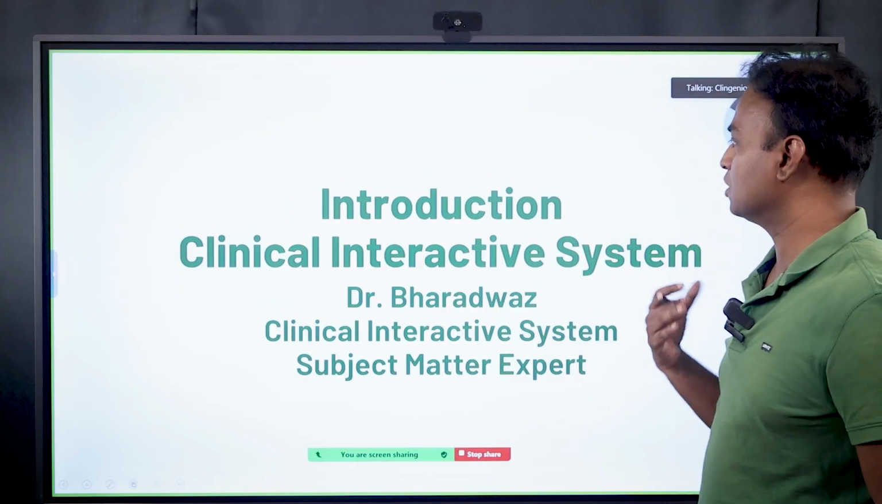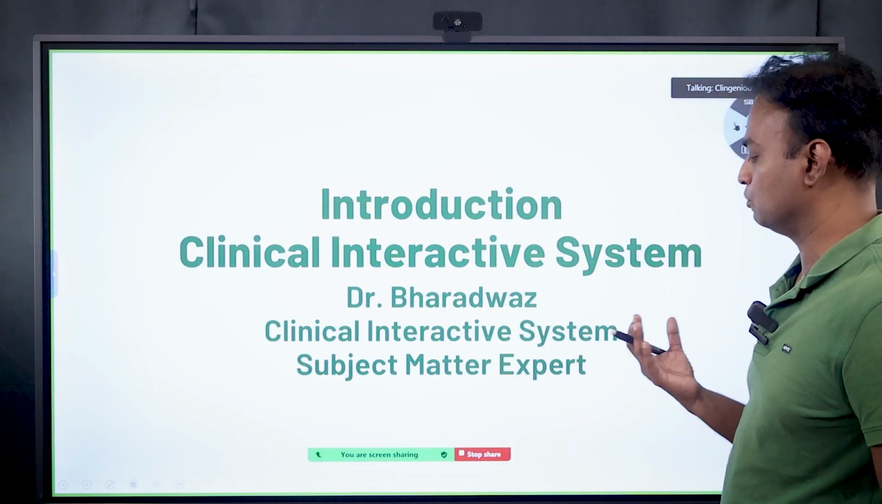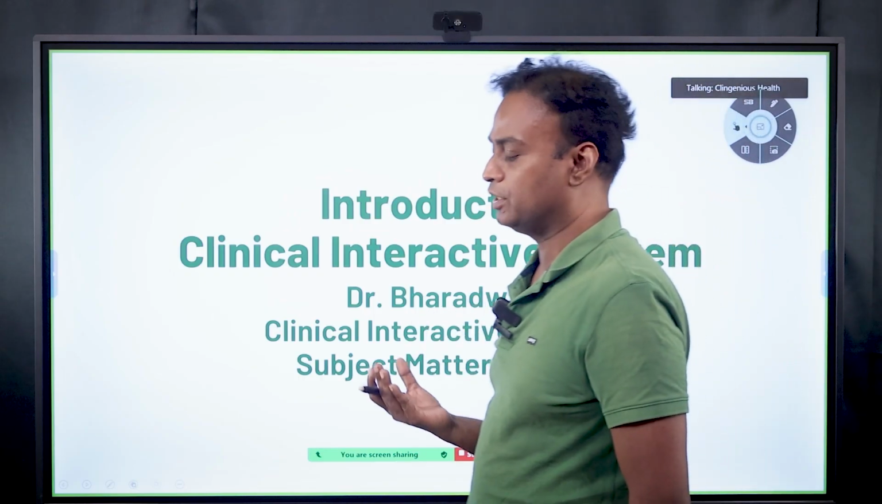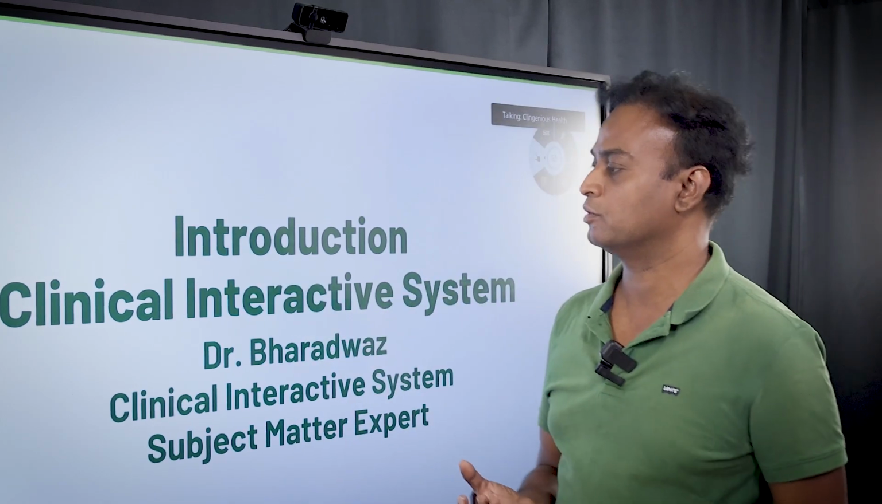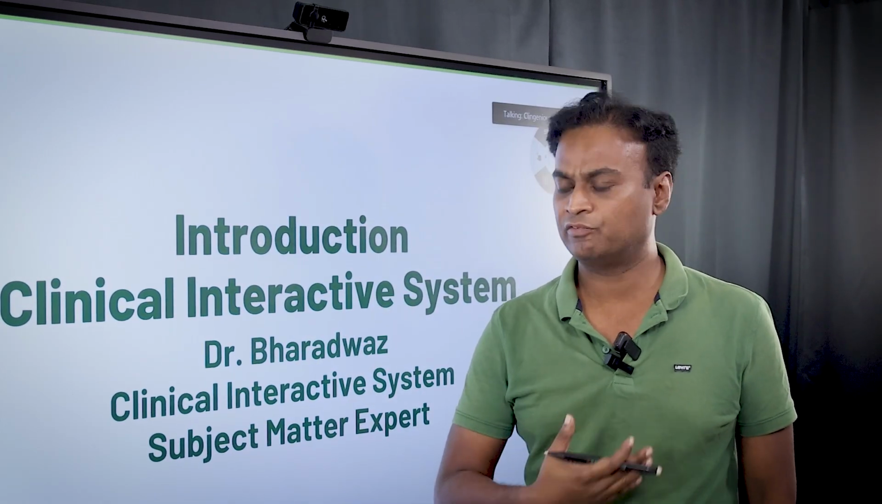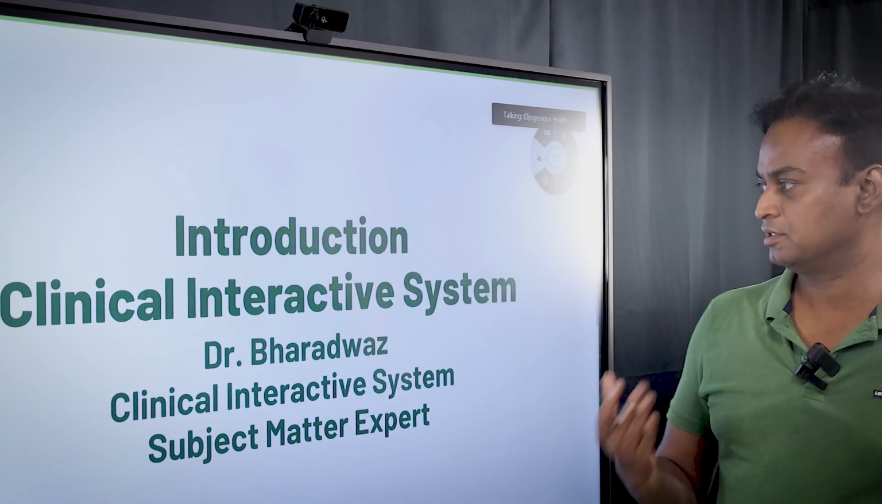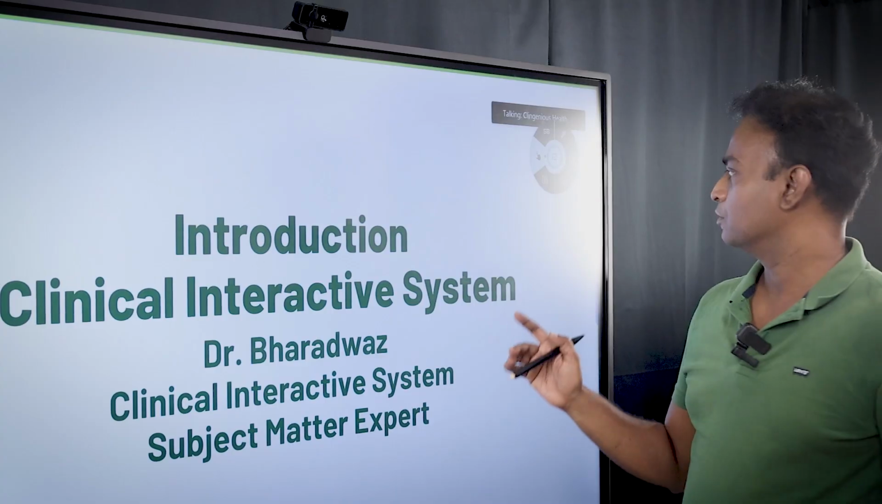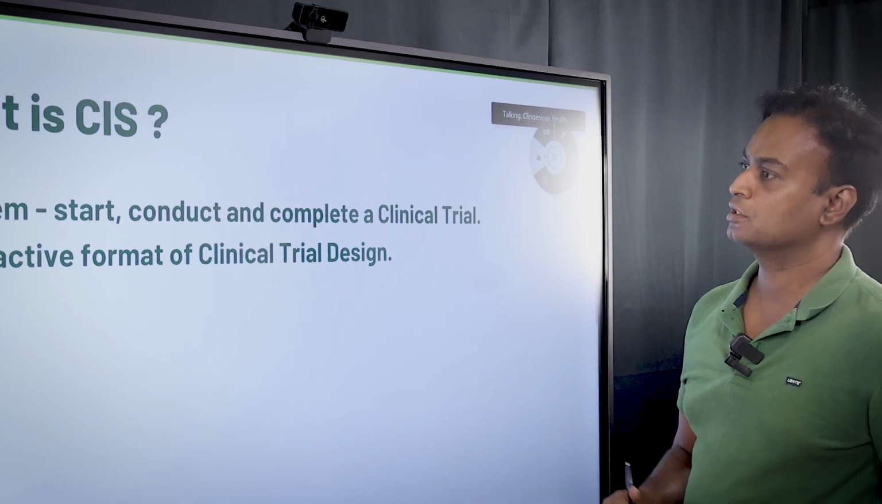So, what is happening in a clinical interactive system? Which kind of people should join a clinical interactive system? It is like any other department, like you have pharmacovigilance, clinical data management, regulatory writing. There are different branches in clinical research. One of the branches is the clinical interactive response system. Basically, we will check what it is.